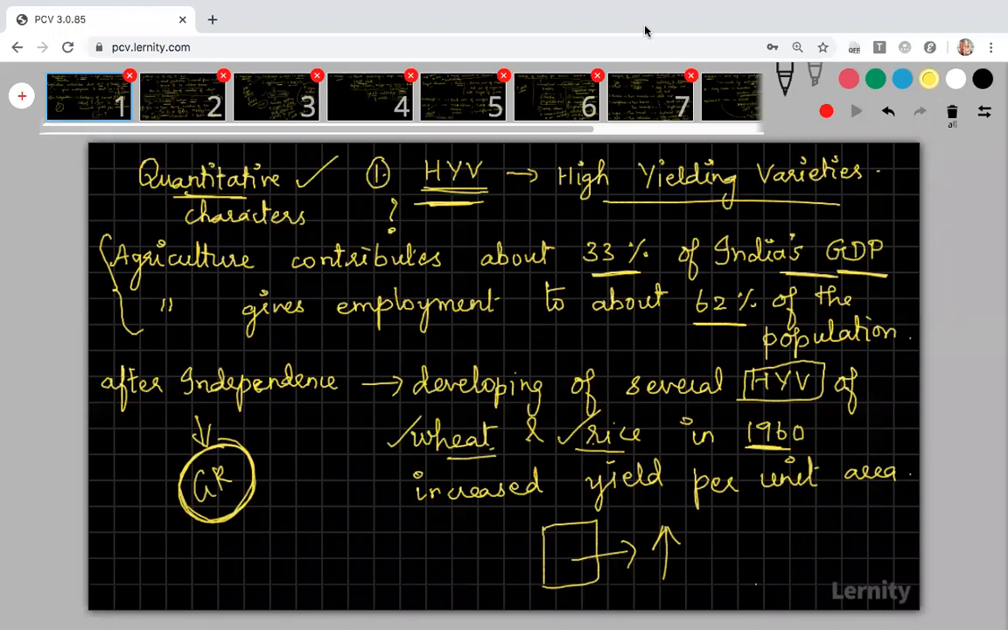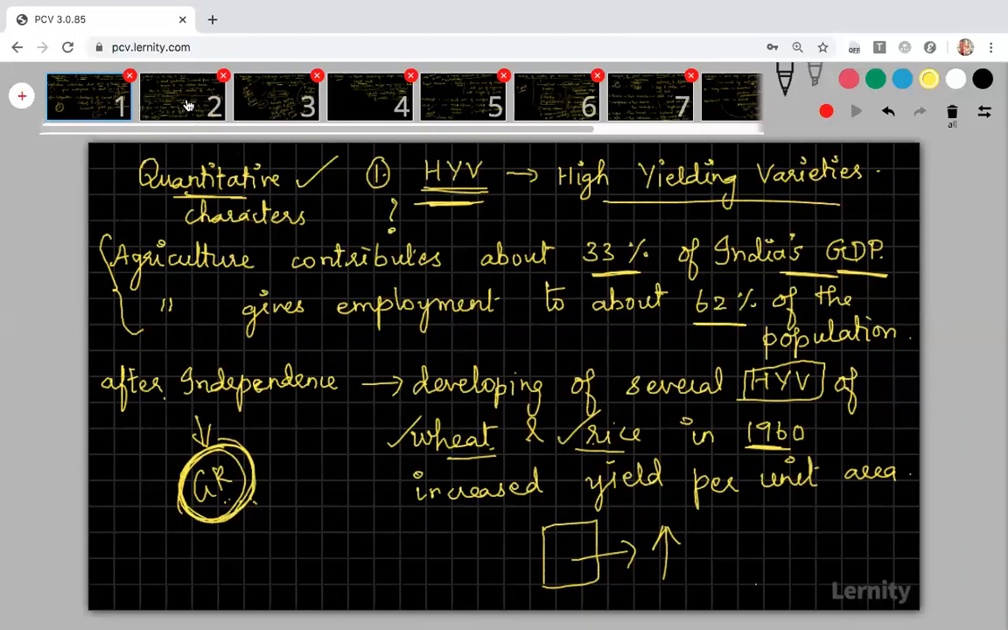Some students are asking, what is this GR? This is Green Revolution. After the introduction of Green Revolution in India, we started developing the high yielding varieties of wheat and rice in 1960, which increased yield per unit area. This GDP is gross domestic product. HYV is high yielding varieties of plants.